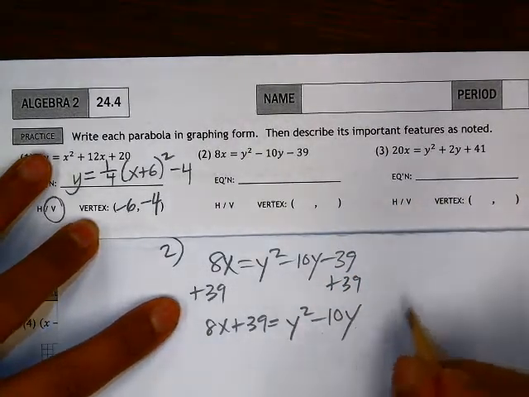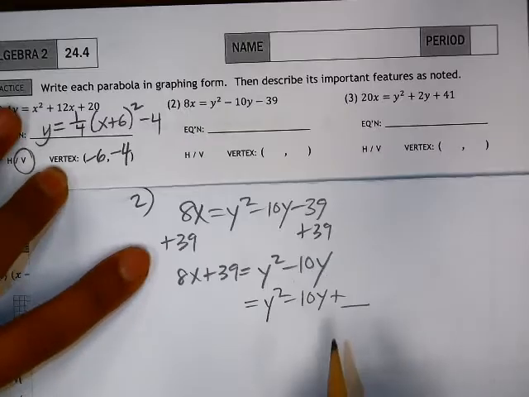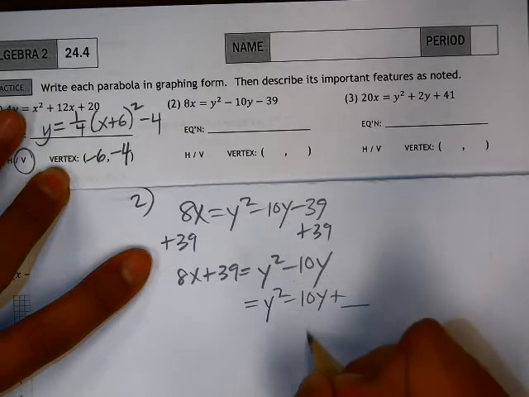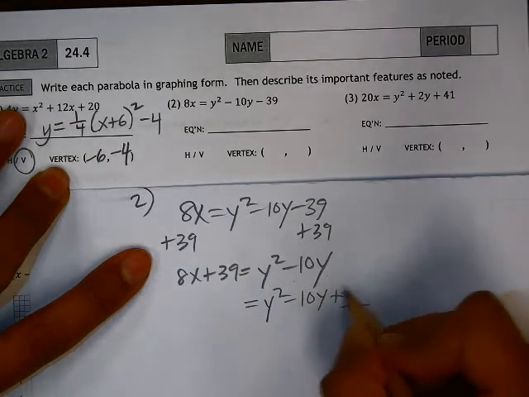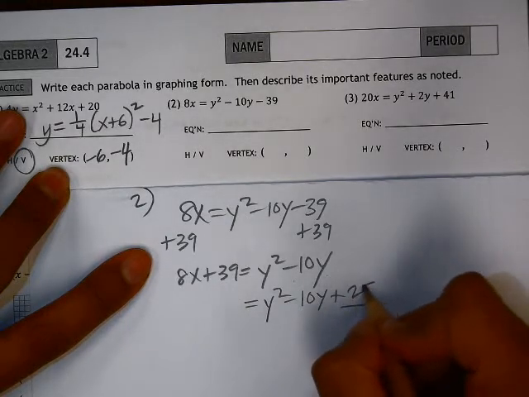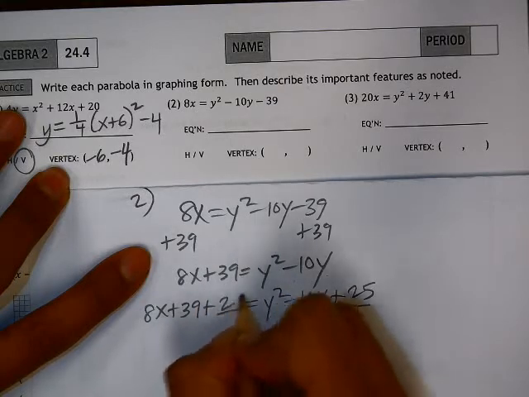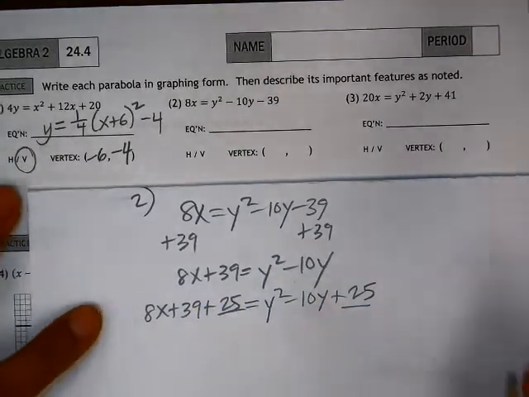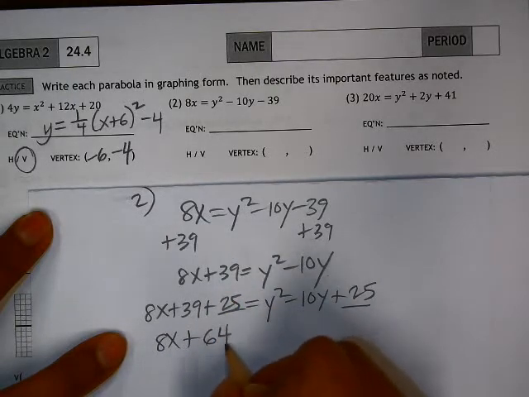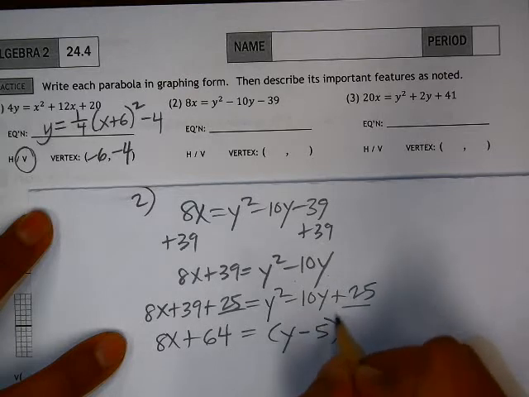And completing the square, we need to add (b divided by 2) squared. So negative 10 divided by 2 is negative 5. If we square that, we get 25, which means we need to add 25 to this side. So now let's just simplify: 8x plus 64. And then factoring this side, we get (y minus 5) squared.